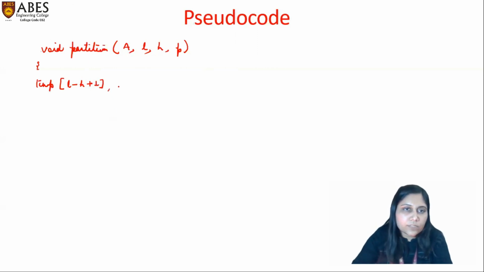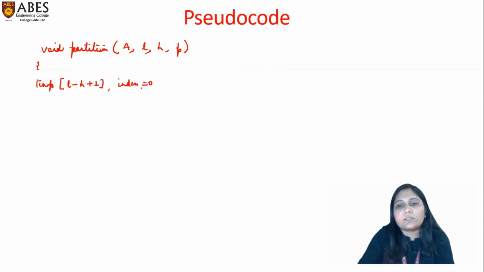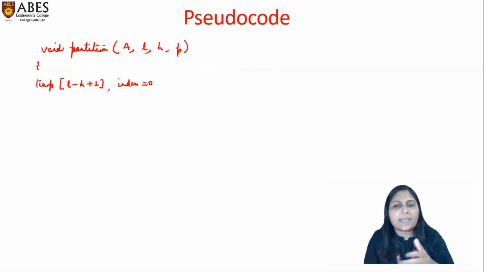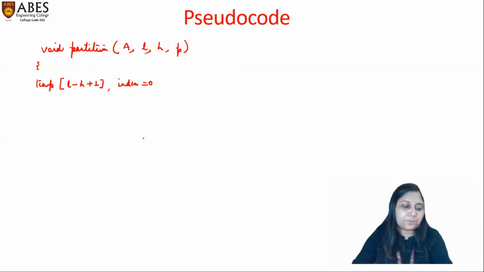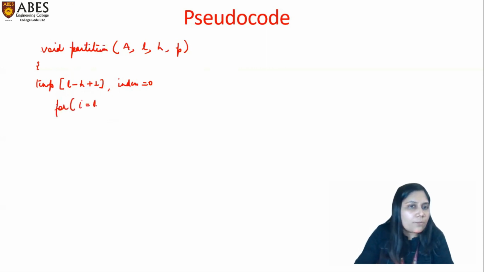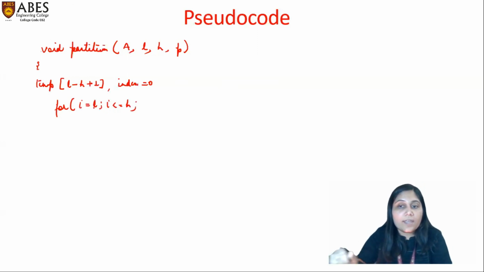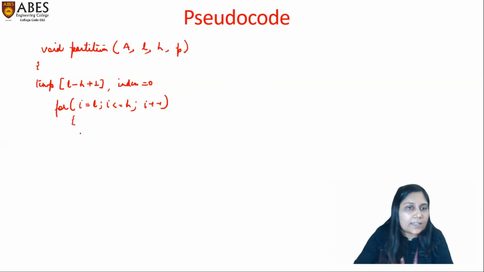For this, I am taking an index to run this part. You can take any variable like K or I, but I and J we generally use for the entire array, so I'm taking it as index. Now I'm running a for loop from my lower index till my higher index, complete, including the pivot element also, with I plus plus.